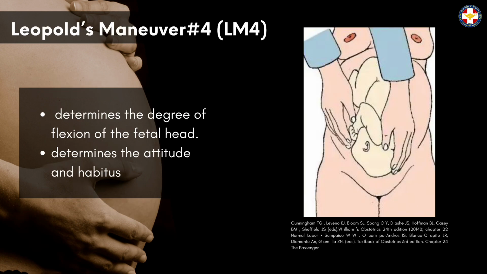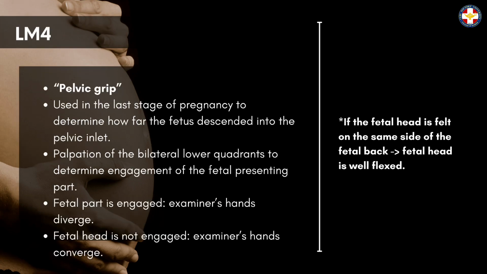For the fourth and the last maneuver, or LM number 4, it determines the degree of flexion of the fetal head. It also determines the attitude and the habitus. The fourth maneuver is also called the pelvic grip. It is used in the last stage of pregnancy to determine how far the fetus has descended into the pelvic inlet.